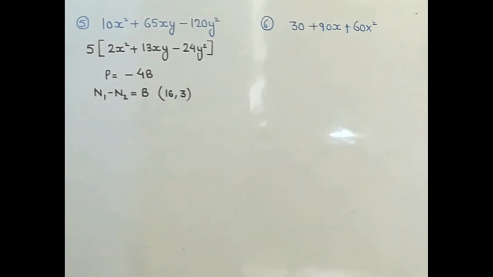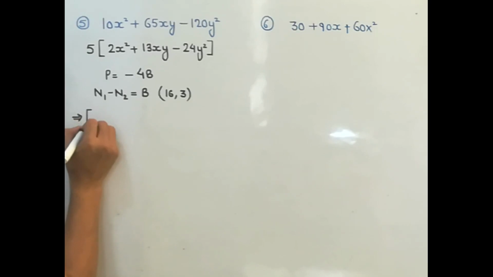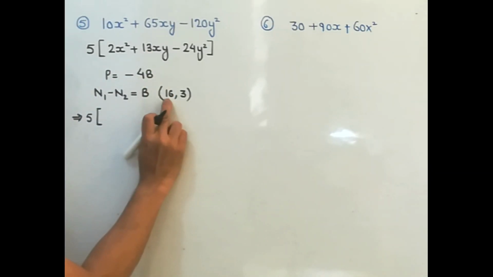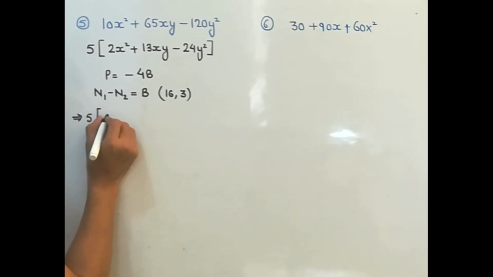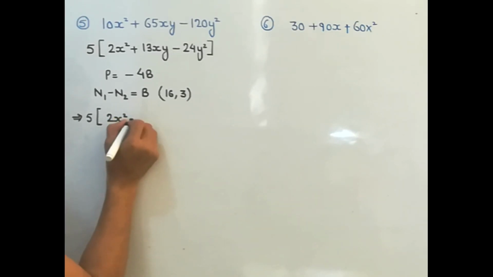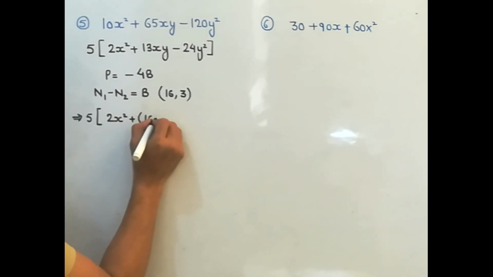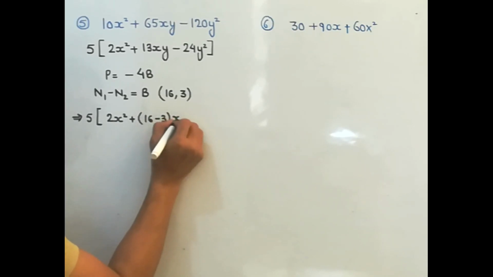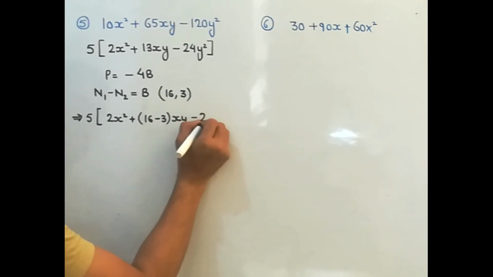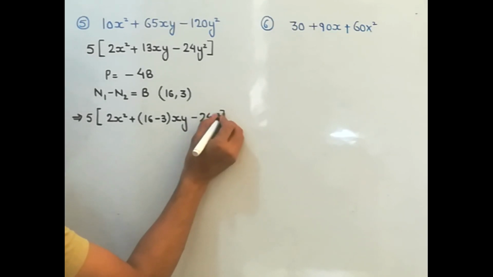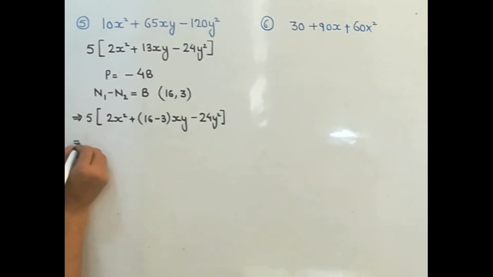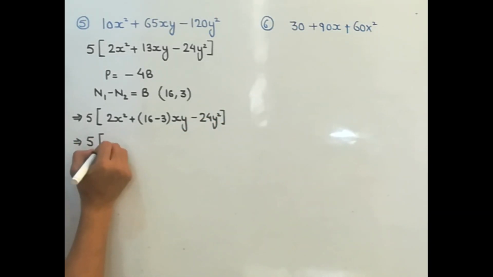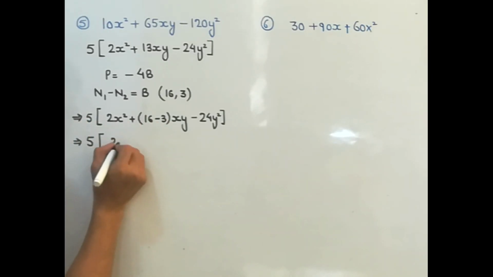So in the next step, you will be replacing b with n1 minus n2. Rest will remain as it is. This will be the result. Now further solving it, we will open the bracket for the grouping.